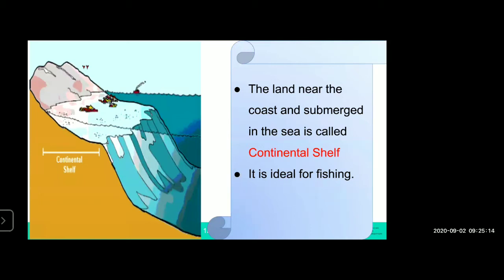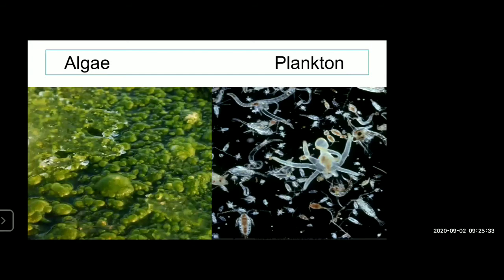So here you can see it is ideal for fishing. Fishing grounds cover the larger area. The sunlight reaches the ocean bed, which is helpful for the rapid growth of algae and plankton. So why is it good for fishing? Because here there is rapid growth of algae and plankton. Now this algae and plankton is the food of the fish, due to which the fishing grounds are formed and they can get more fish over there.